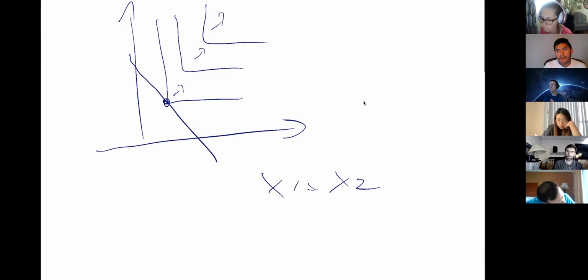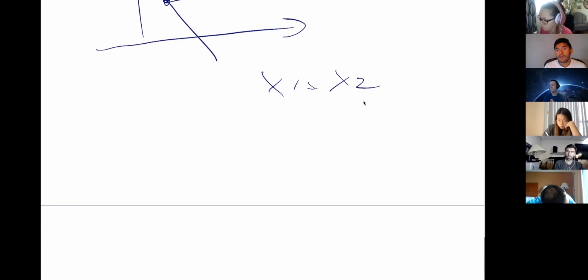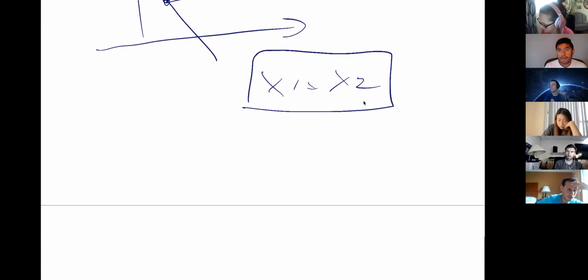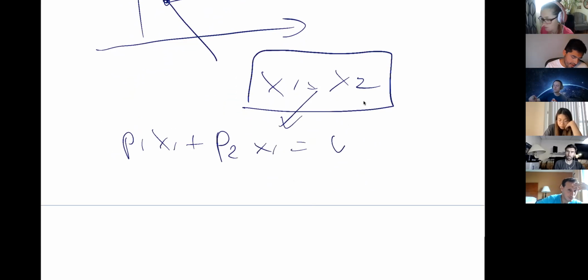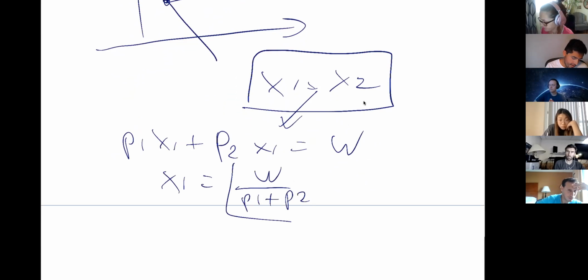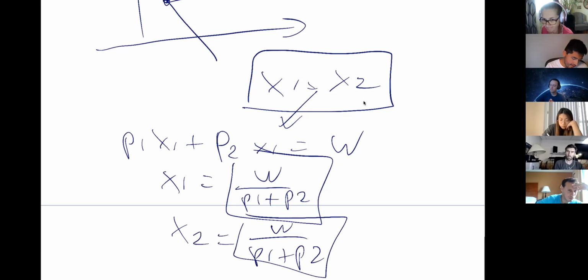Okay. And then the thing I have to do is apply this to what I know about the problem. I know that my solutions are going to happen where x1 is equal to x2, and I have a budget constraint, right? So if I go here, p1 x1 plus p2, and here I replace x2, so x1 is equal to w over p1 plus p2, okay? Which means x2 is equal to w over p1 plus p2, okay? Do you agree? Yes, that's very straightforward.